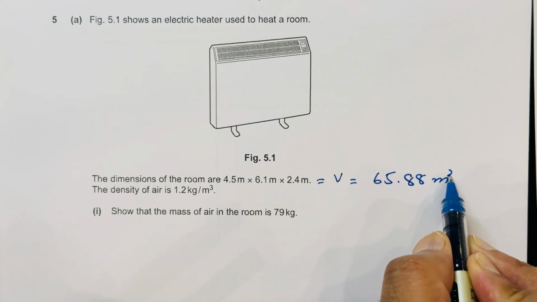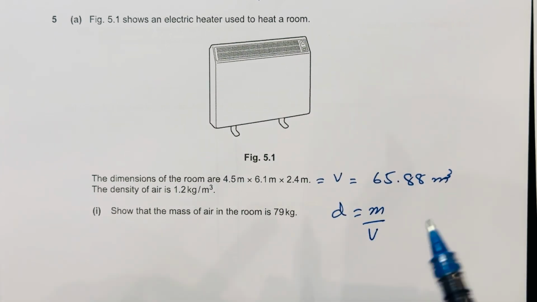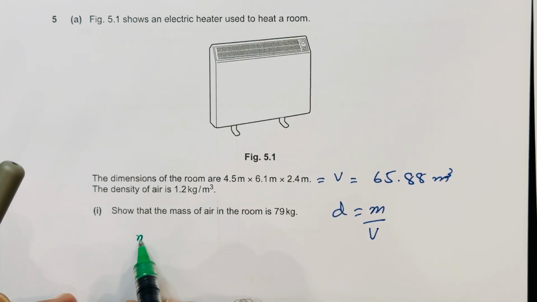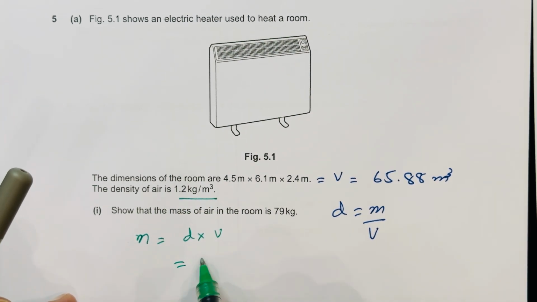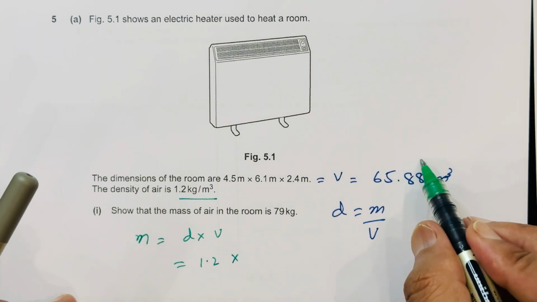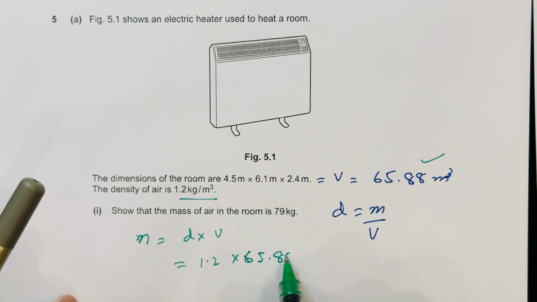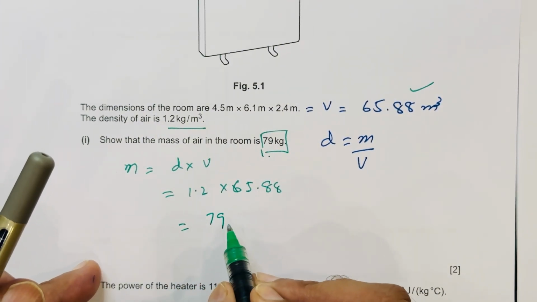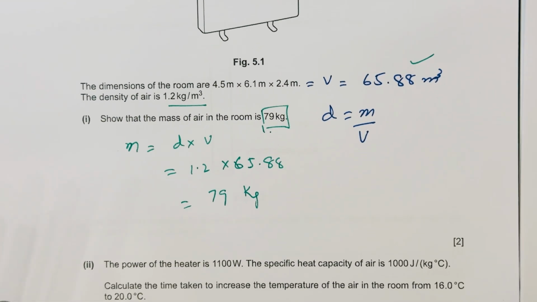It would be 65.88 meter cube. We know that the formula for the density is mass over volume. So for calculating the mass, it should be mass is equal to density into volume. We have been provided with the density, that is 1.2, and we have calculated the volume, that is 65.88. We need to show this value. The mass would be 79 kilogram. After calculating it, the mass is 79 kg. This is how we have shown that the mass for this would be 79.